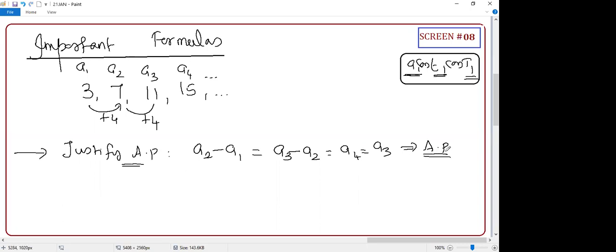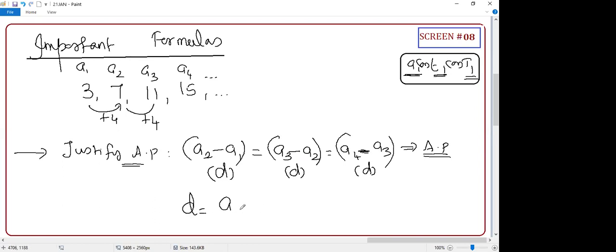Clear or not? And the difference is called D. Yes or no? Don't think that the difference is always second term minus first term. You can take any term minus its previous term. Any term minus previous term will give you D. So now tell me, what is a common formula for D? D is A(n) minus A(n-1). Are you clear? Any term minus its previous term. Yes or no?